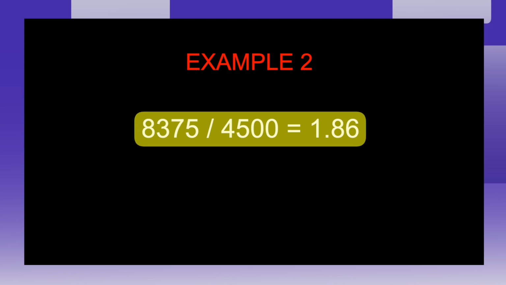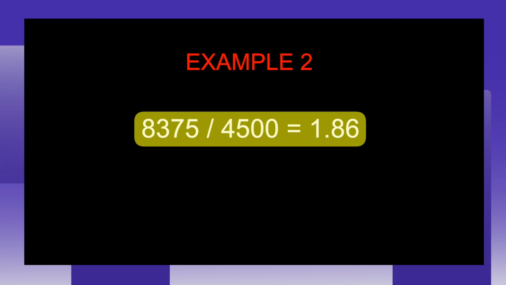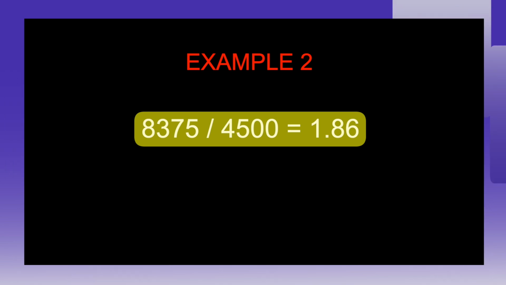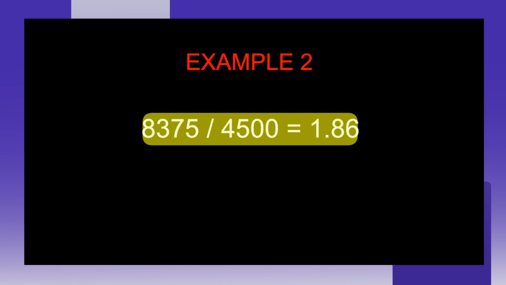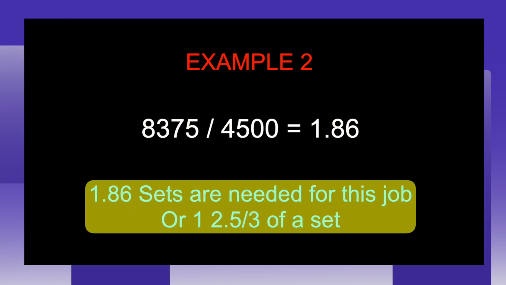Back in example 2, we needed 8,375 board feet of foam. Divide 8,375 board feet of foam by 4,500 board feet, and you get 1.86, the average amount of foam to be used.